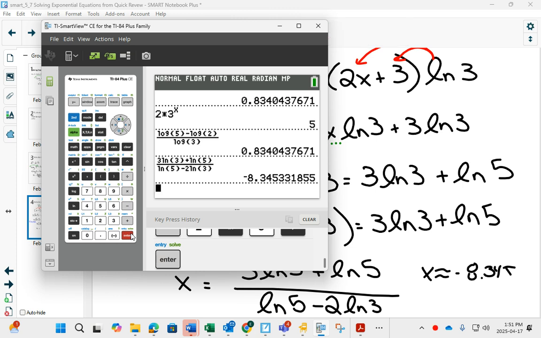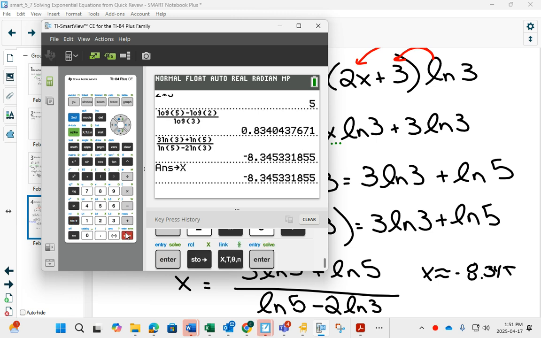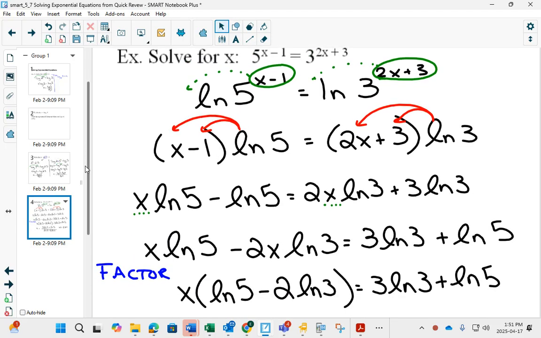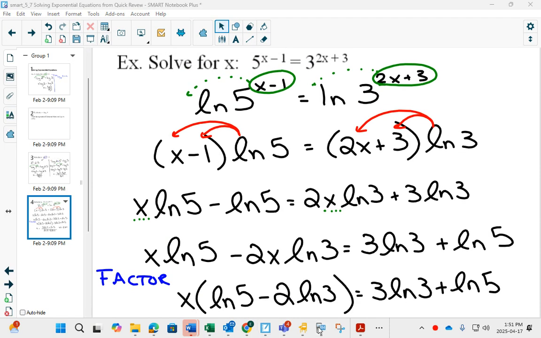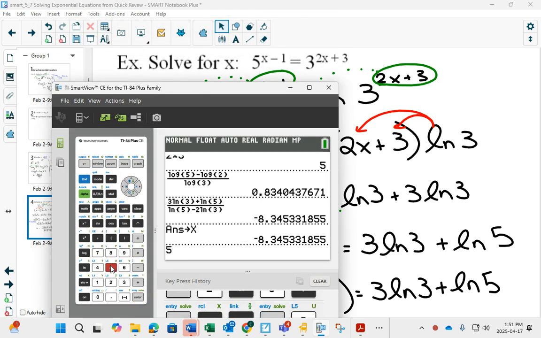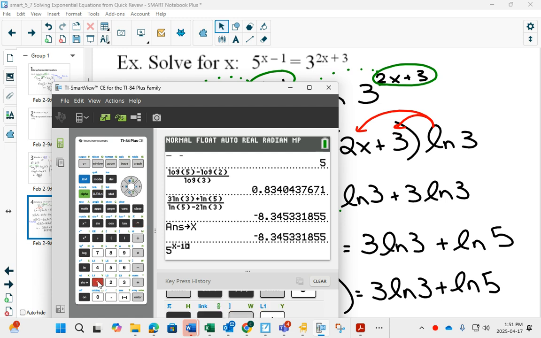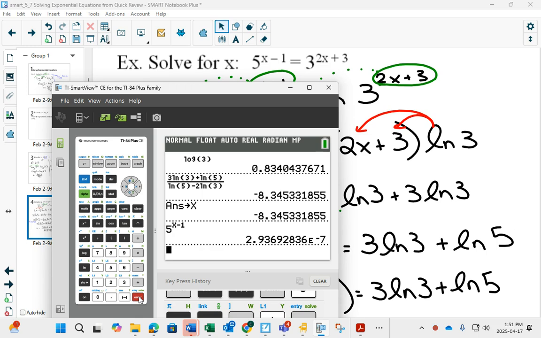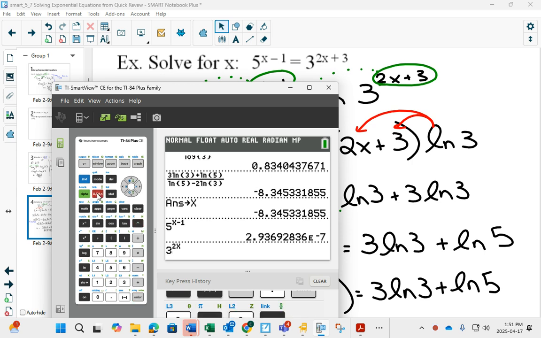I still don't know if your gut feels good about that or not. So I'm going to store it as x, and I am going to check. I'm going to go back to my original equation. We're going to have to scroll to the top here. 5 to the x minus 1 is one side. I push enter and see what that equals: 2.9 times 10 to the negative 7. And I'm going to check 3 to the exponent of 2x plus 3 on the other side.